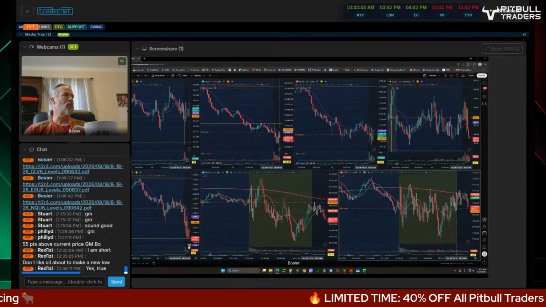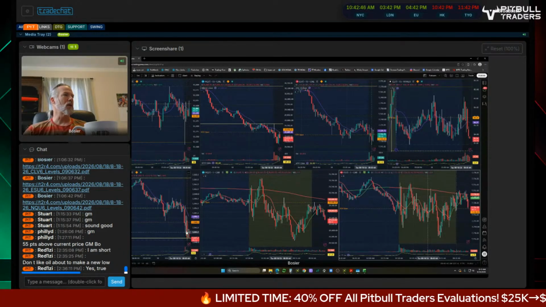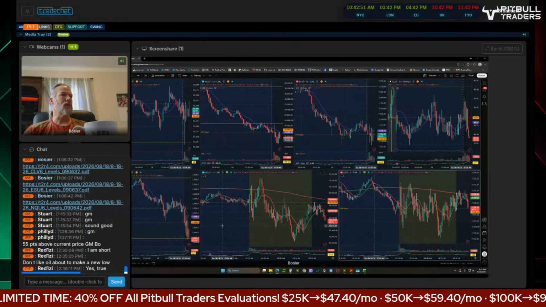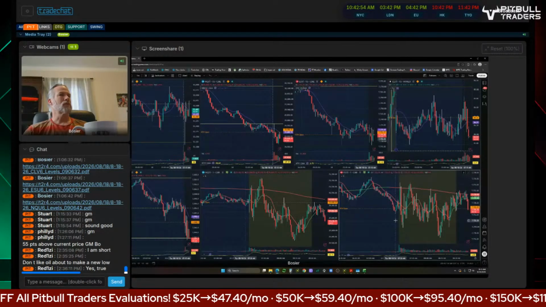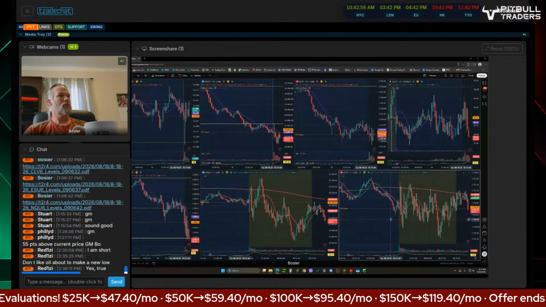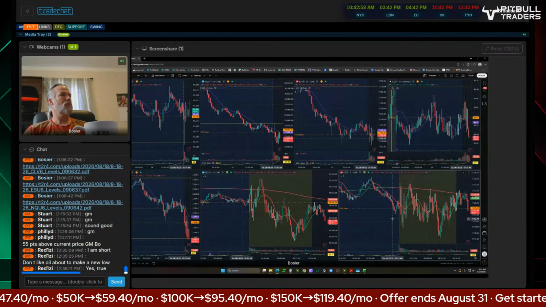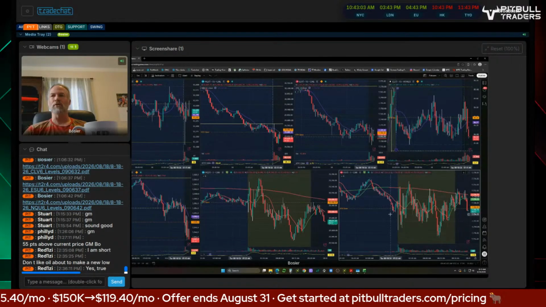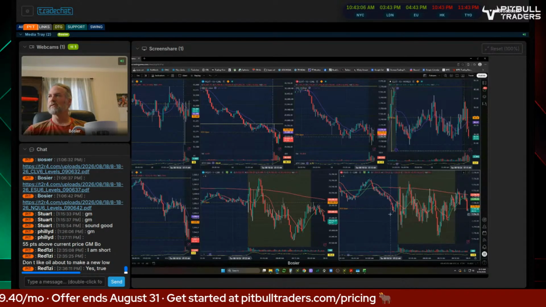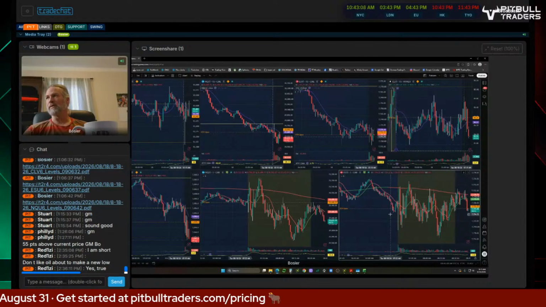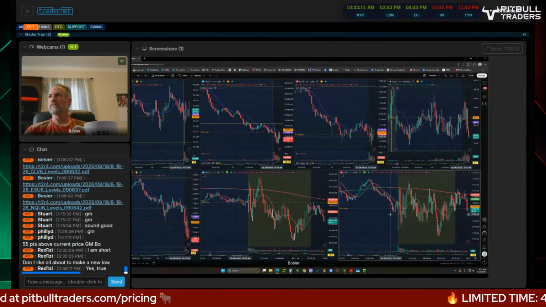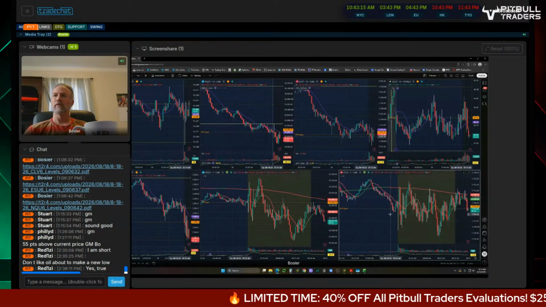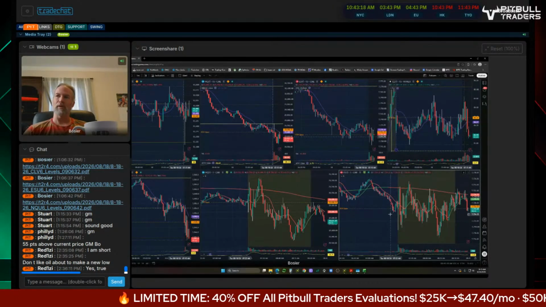Pretty big rejection there in the RTY of the opening print. And eyeing lows there, so you could have a continuation to the downside on this. And the tech names, it's pretty red, except for Apple. Meta just made a new low. Let's see if it continues.